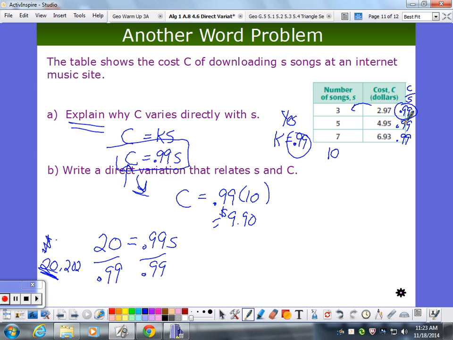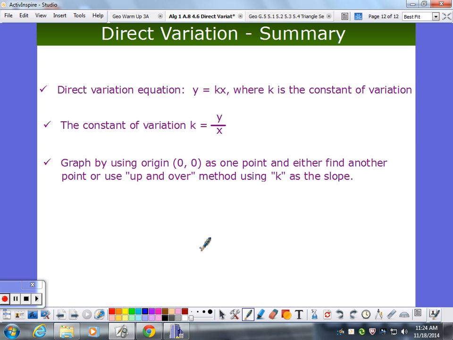There's the slope. What is the other name for it when we're talking about direct variation? The K, or the constant of variation, is the same for all the points. If your constant of variation, your y over x, in this case C over S, is the same, then you have a direct variation. Great question.